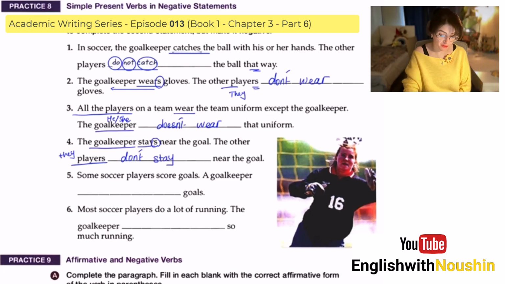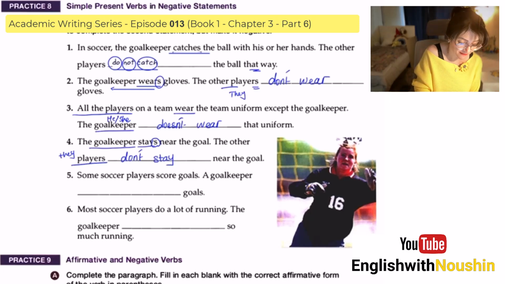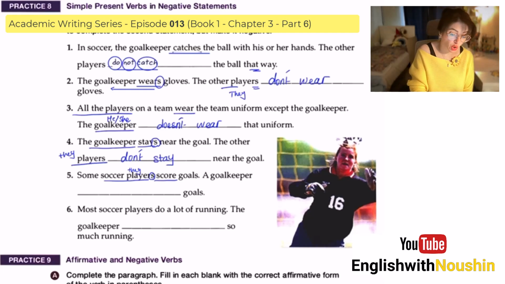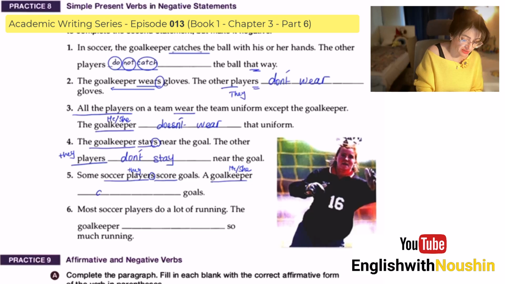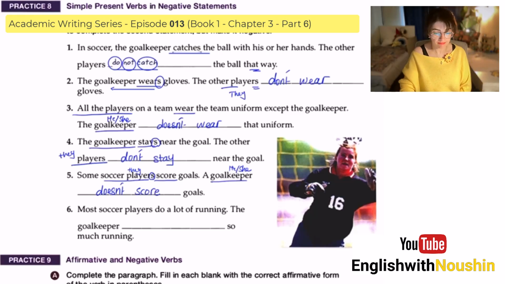Some soccer players score goals. The verb is score. Some soccer players, plural. Again, it's they. Score with no S. Goals. A goalkeeper, he or she. Negative for score. Doesn't score goals.